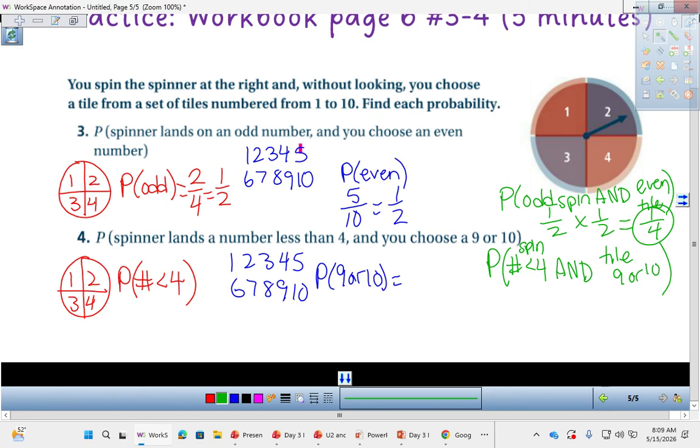All right, probability of getting a number less than 4. How many numbers on that spinner are less than 4? 3. All right, probability of getting a 9 or a 10. How many numbers on the tiles are 9 or 10? 2 out of 10, which is 1/5. All right. So both of those things happening is 3/4, and means multiply, 1/5. And you got 3/20.